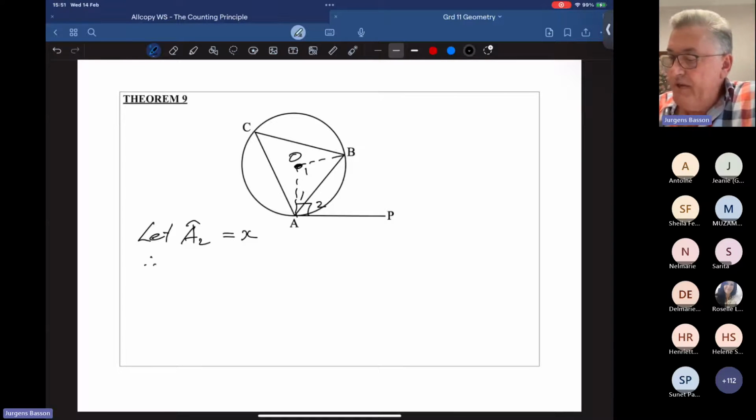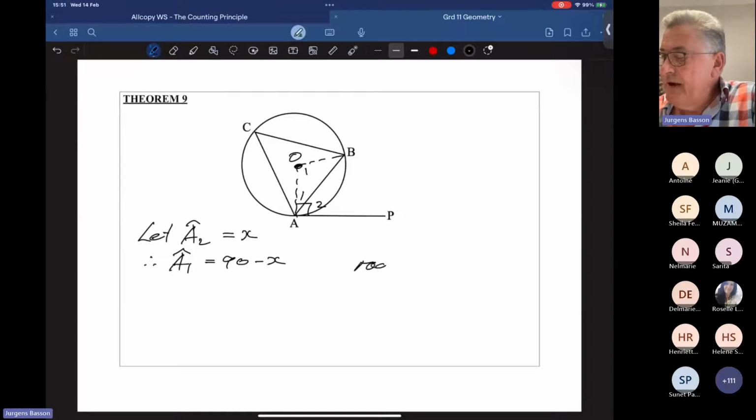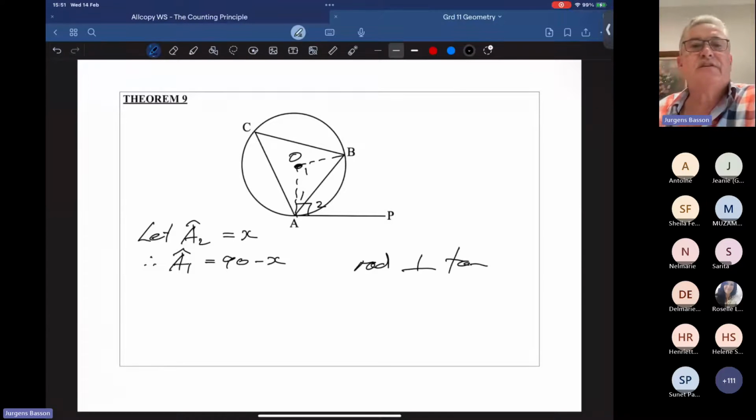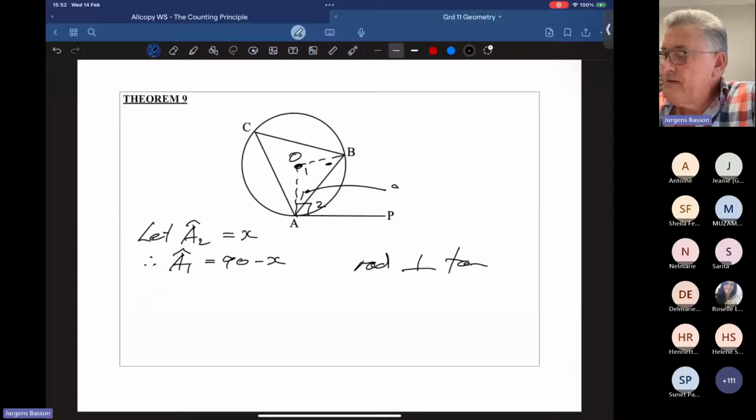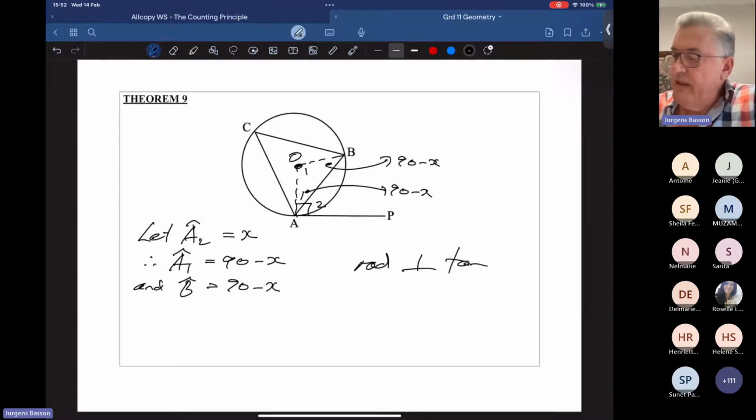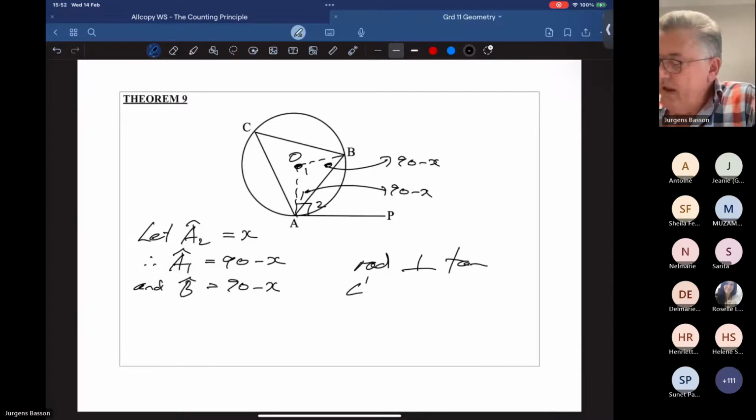So that means that A1 is 90 minus X. And now the reason for that is the radius perpendicular to the tangent. So radius perpendicular to tangent, that is why if this one is X, that will be 90 minus X. So now I want that angle. So this angle is 90 minus X. I want this one, and that is 90 minus X. So I can say, and angle B is 90 minus X. The reason for that, quite clear: angles opposite equal sides.